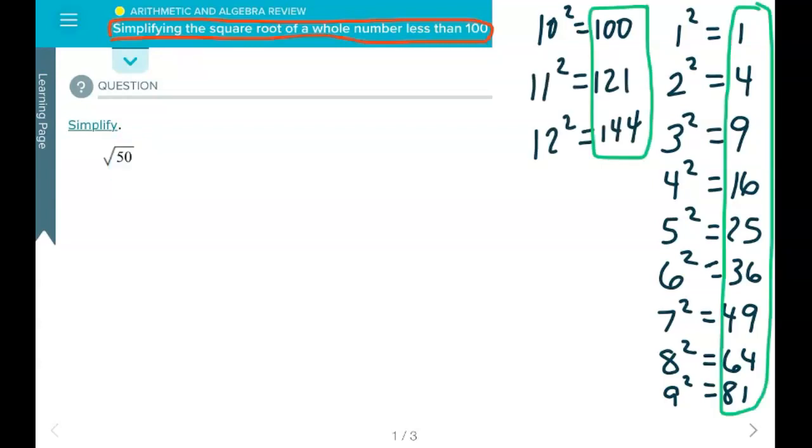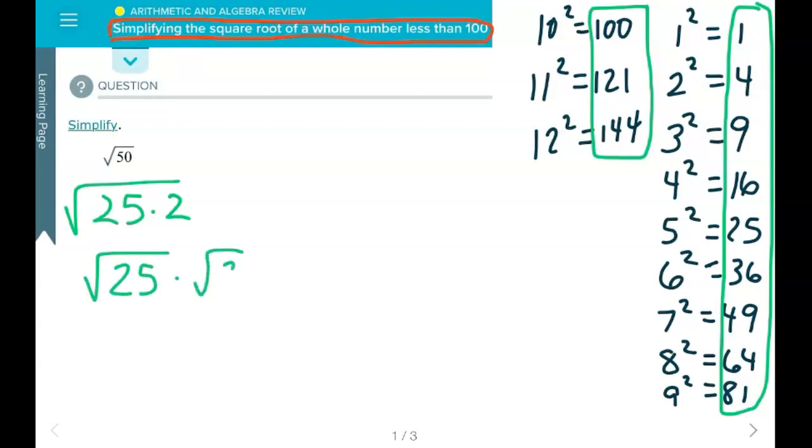So as we're looking at 50, which of these is a perfect square factor of 50? We don't have to look at any of the ones above 50. We can look at the ones below 50. If you divide 50 by 49, you don't get a whole number, you get a decimal. Same thing with 36, but when you do 50 divided by 25, you get 2. So we could rewrite this as square root of 25 times 2. You can even write it this way if you like. Square root of 25 is 5 because 5 times 5 is 25, and so we get 5 square root 2. So that's the perfect square factor way.